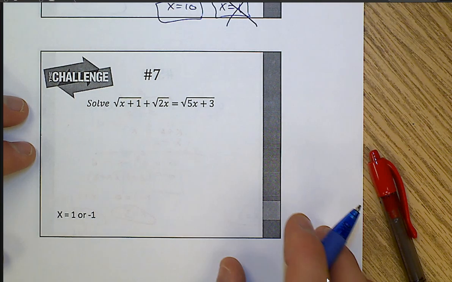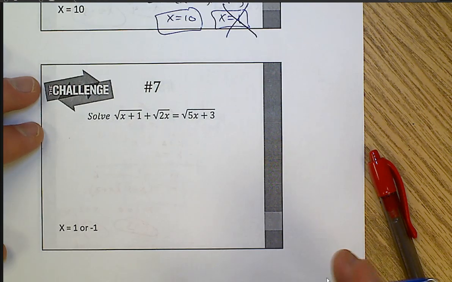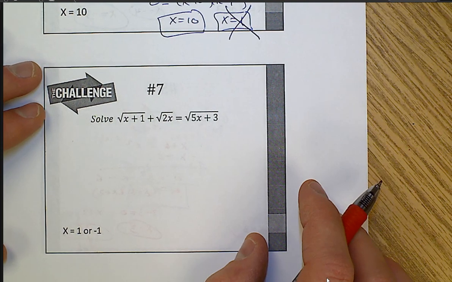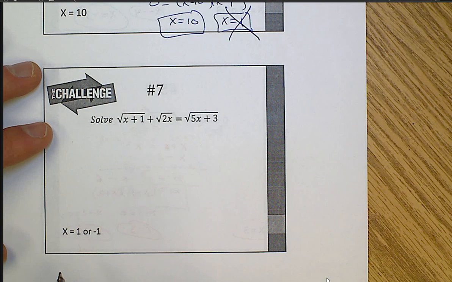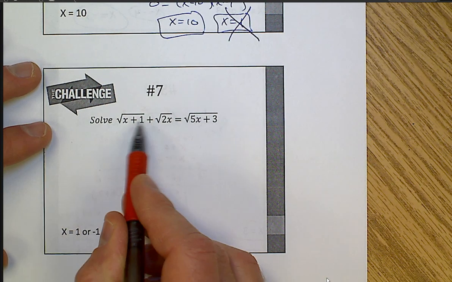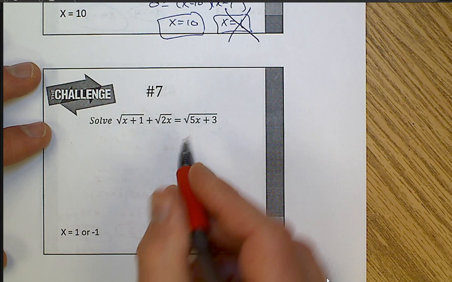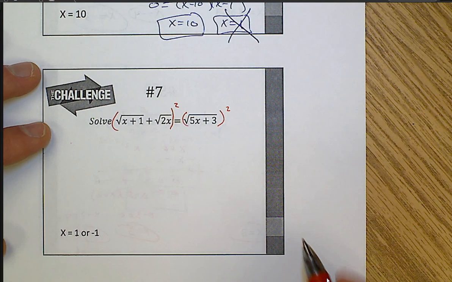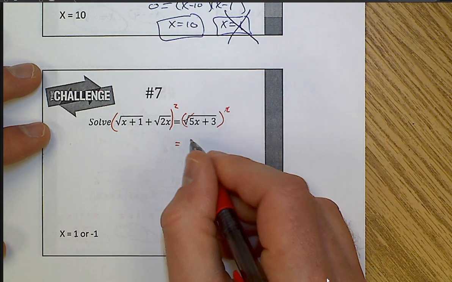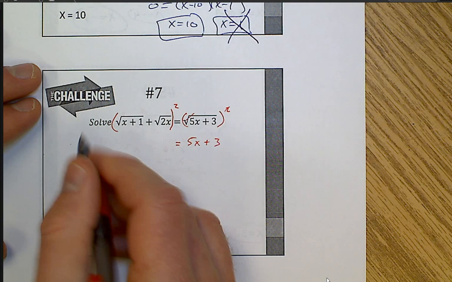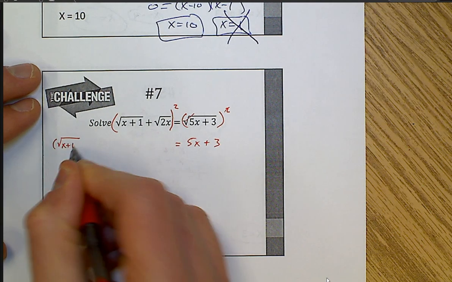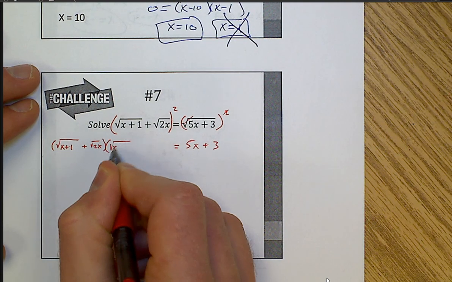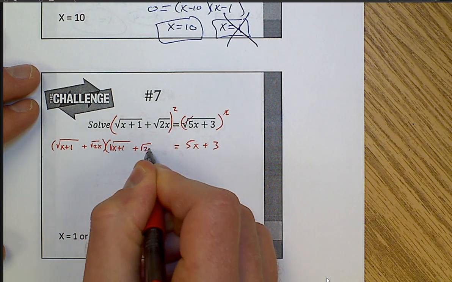All right, the last one here, number 7, is definitely a challenge. I'm going to get it started, and then I'll let you finish it and see if you can come up with 1 or negative 1 here. If you notice here, we can't add these together because they're not like radicals, so there's nothing to really isolate. So what you're going to do is square both sides. Now on the right side, you're just going to get the 5x plus 3. On this side, and this is where I'm going to let you go nuts here, this is itself twice.